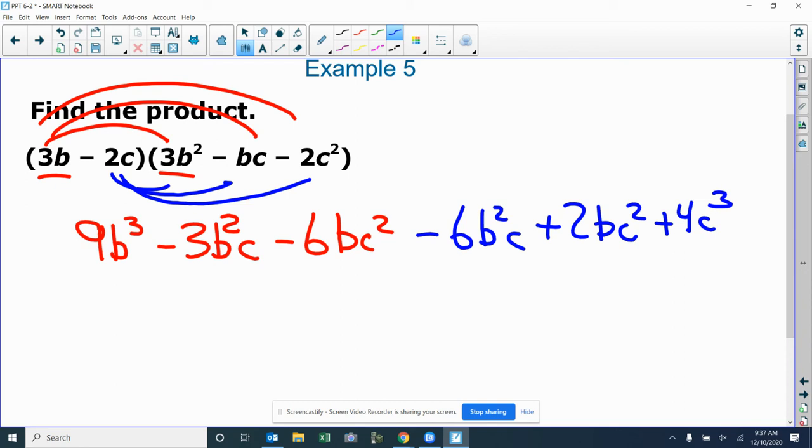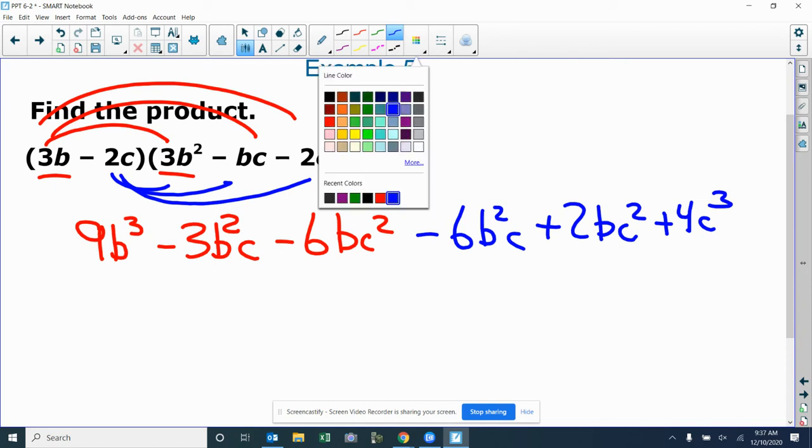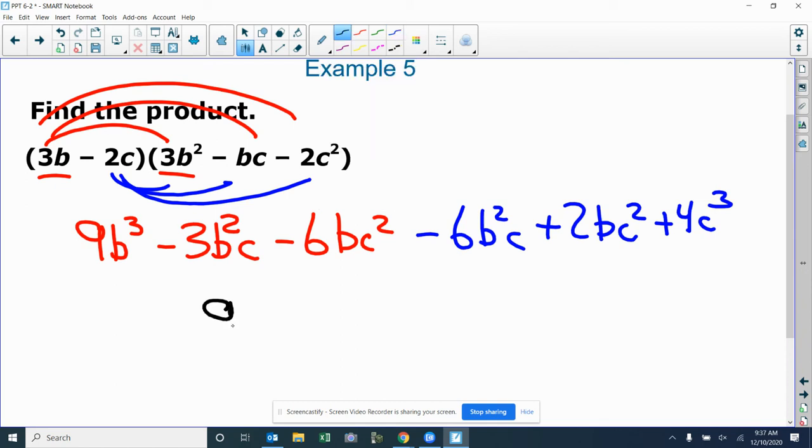All right, there's my 6 terms. I might have some that are the same. As I'm looking, I just see 9b cubed is the only b cubed term. B squared. There's a couple of b squared c's, aren't there? Looks like I'm gonna end up with negative 9 b squared c's.